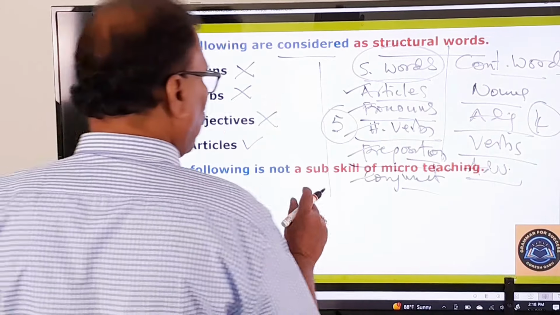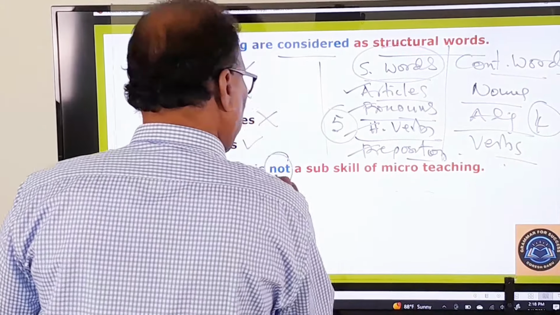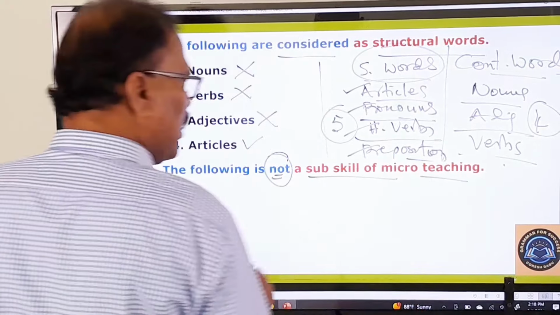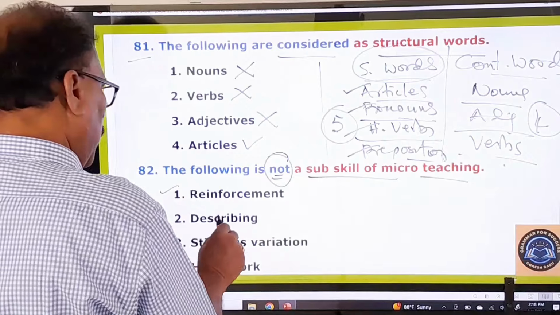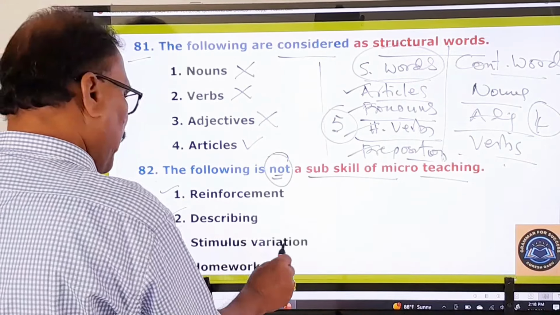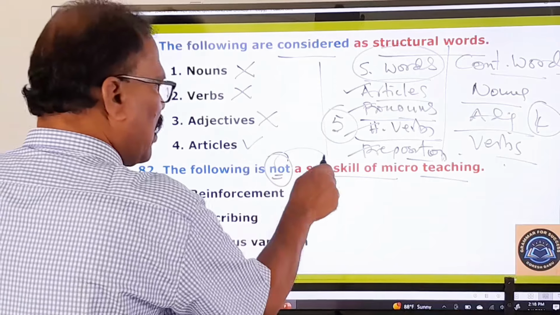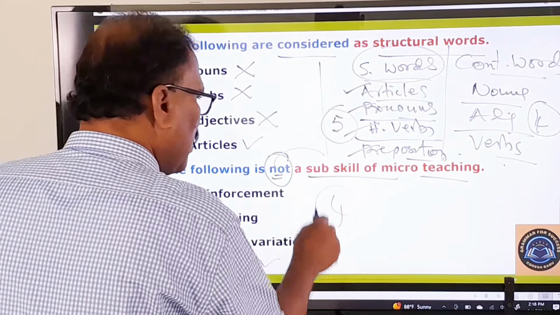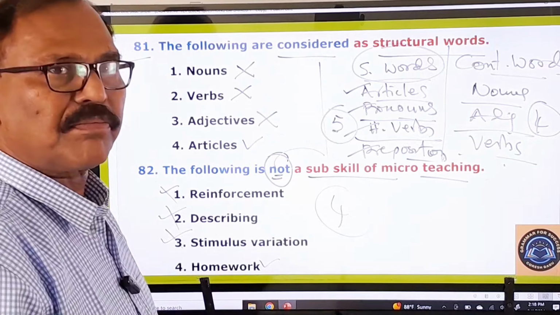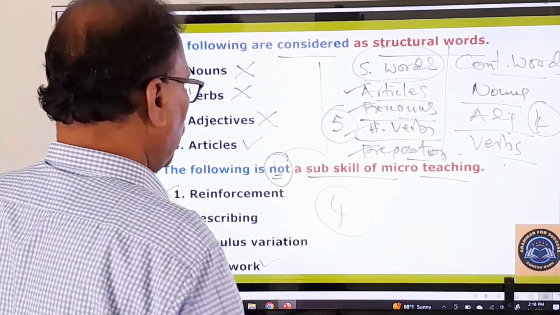The following is not a sub-skill. That's very important. A sub-skill of micro teaching. What is that not? See, reinforcement, a sub-skill. Describing, a sub-skill. Stimulus variation, a sub-skill. So these are not the right ones here. What is not a sub-skill? Homework is not a sub-skill. Therefore, your answer is the fourth one. Right. Now, let's move on to other questions.